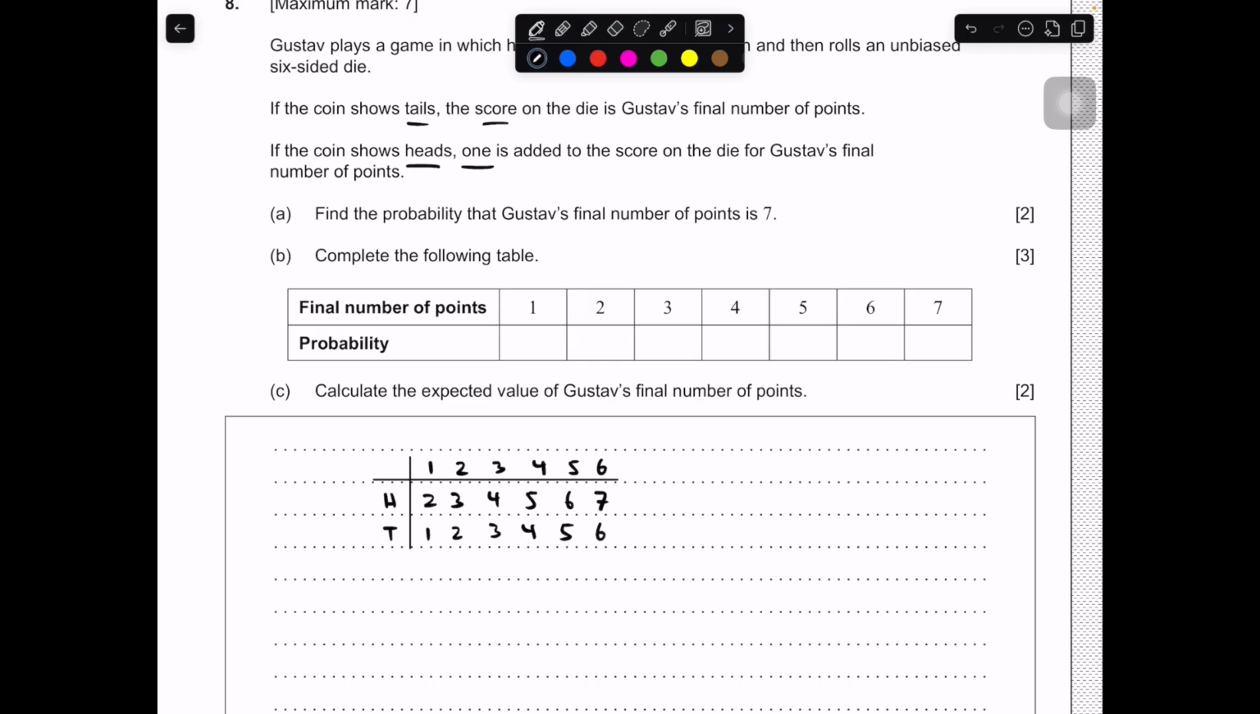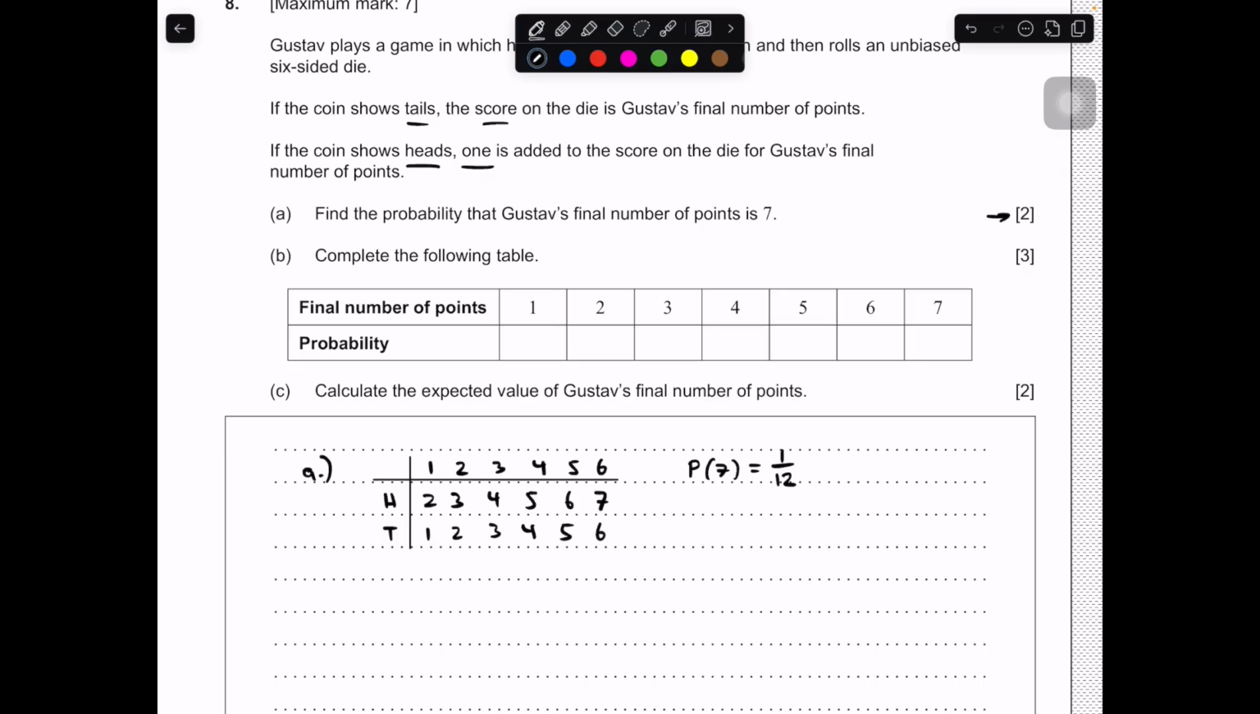So in this 2x6 table, there are 12 possible outcomes, and we want to know the probability that he gets a 7. In this case, there's only one way to get a 7, and that is 1 out of the 12 possible outcomes. And all of these outcomes are equally likely. So the probability of a 7 is equal to 1 out of 12.